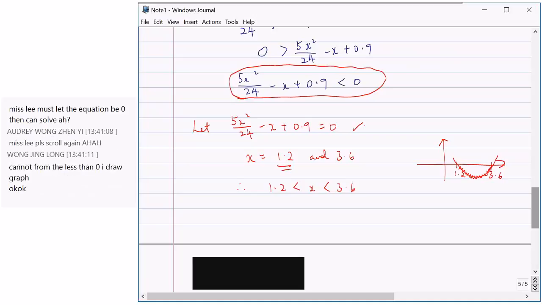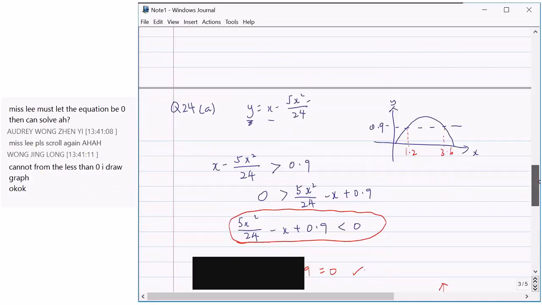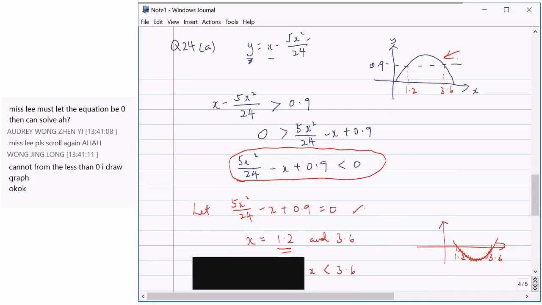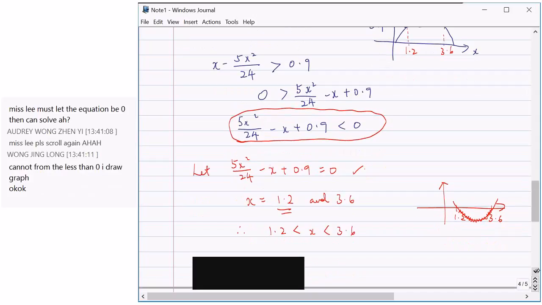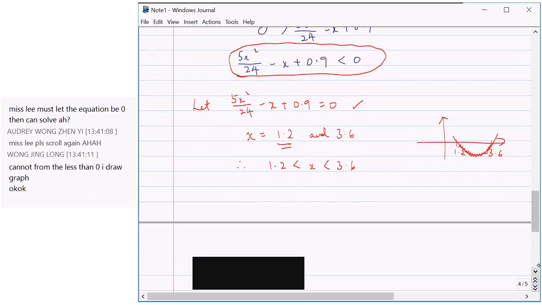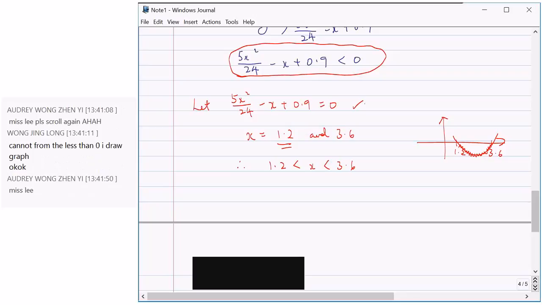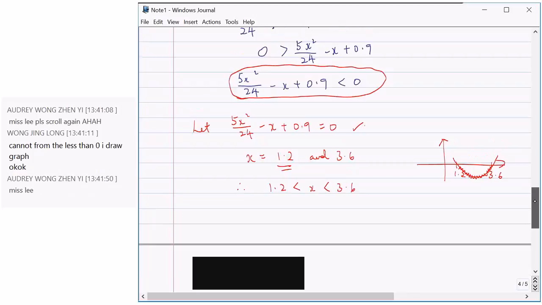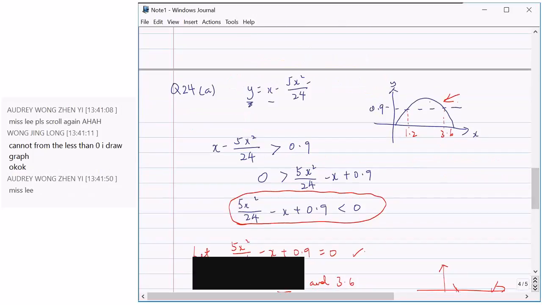Oh, Jinglong, yes, actually can. Good question. Jinglong asked whether we can just use this blue color graph and get the answer. Also can. So basically it's still the same. X is between 1.2 and 3.6. But because of my habit, I always make the x squared positive, so I always end up drawing a smiling curve. You know how we teach maths is also how we learn maths. So this is how I do it when I was in school. But you can deduce the same answer from the blue graph. Yes, you can.